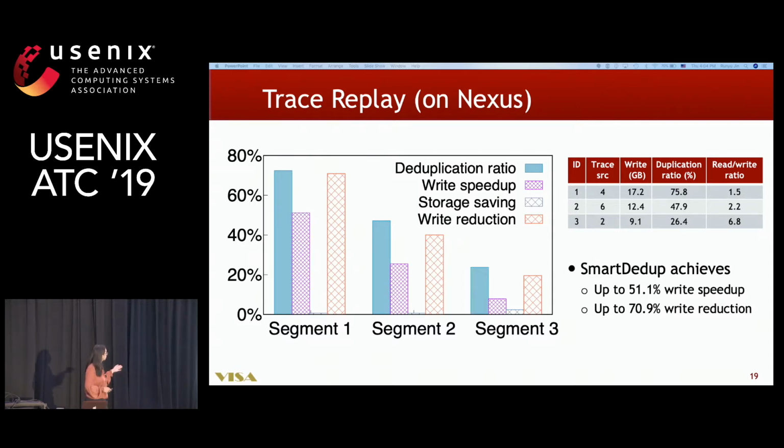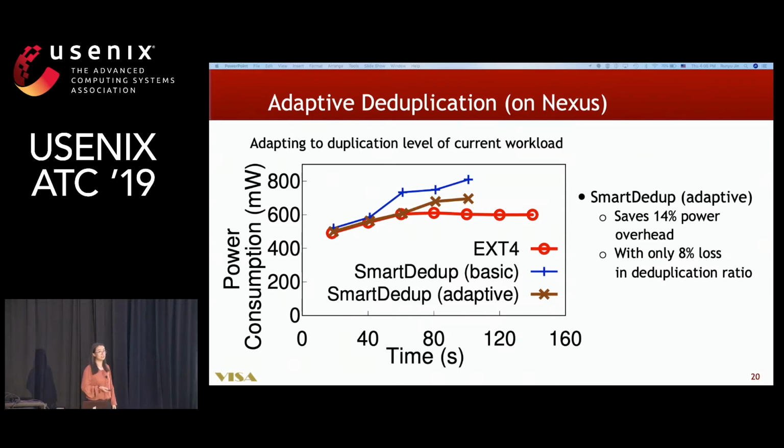The y-axis shows the percentage of deduplication ratio, write speedup, storage saving, and write reduction of SmartDedup compared to EXT4. And the x-axis shows different trace segments. In this graph, the higher the better, and SmartDedup achieves up to 51% of write speedup and 70% of write reduction.